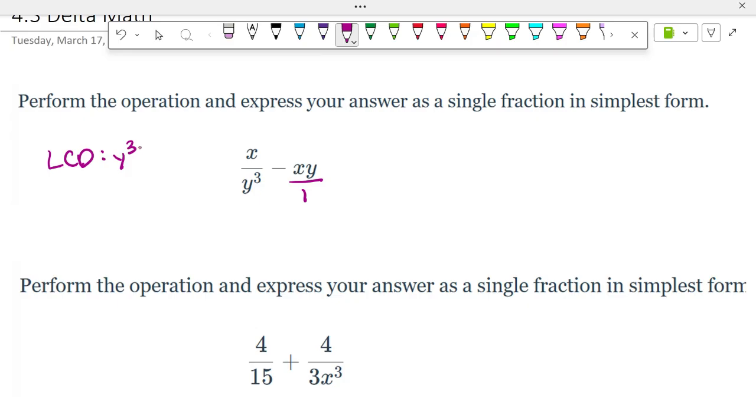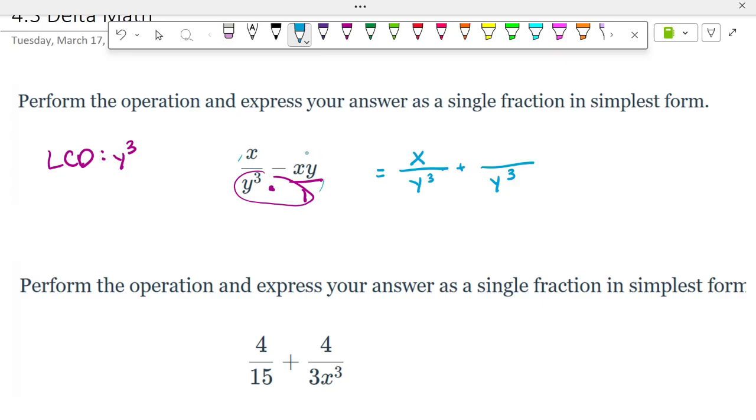Can y cubed be divided into y cubed evenly? Yes, it's 1. Can 1 be divided into y cubed evenly? Yes, it's y cubed. So that's my LCD. Another way you can think about it, just multiply them. If you can't come up with an LCD, just multiply them. So I want to change this fraction so that they have y cubed on the bottom. What do I need to multiply to this one to make y cubed on the bottom? Do I need to multiply anything? No. So I just leave it as x.